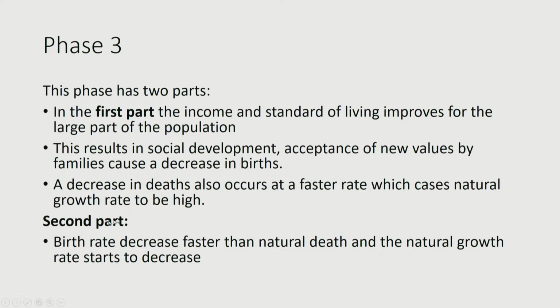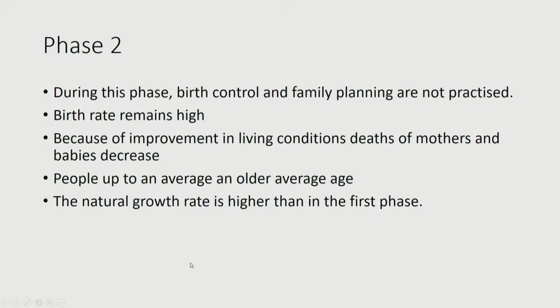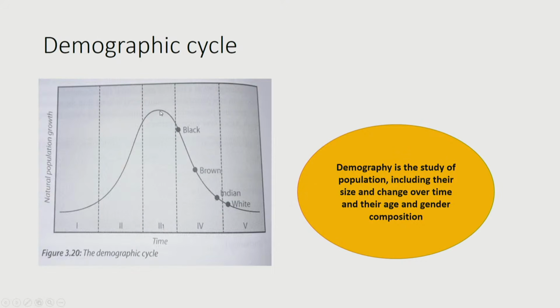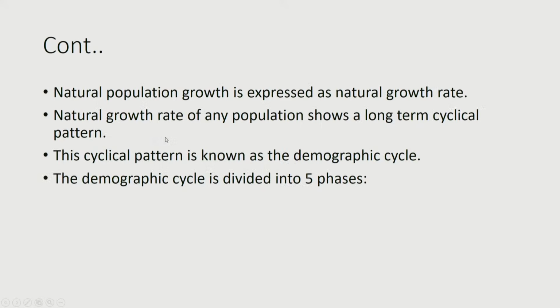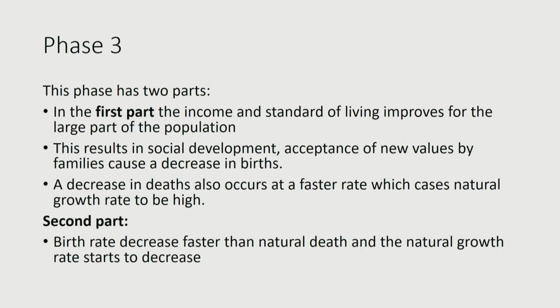The second part of it is that the birth rate decreases faster than the natural death, and the natural growth starts to decrease. Because now the birth rate is also starting to decrease, and the natural growth now is starting to decrease. This is what happens from the peak of this graph here. It shows now that people are no longer giving birth at large rates, and the death rate is also decreasing, and as a result we start to see the decrease in the population demographics or population growth.